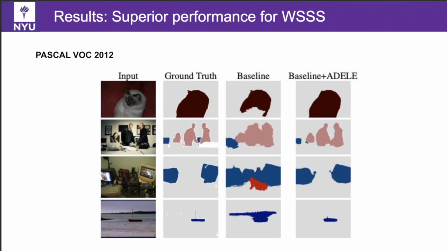So in the first row, we see that our method is able to provide more complete segmentation of the cat. In the second row, we see that we provide more clear boundary for the person. In the third row, we see that our model is equipped with better ability to disentangle the foreground and background for the TV. It also applies to the fourth row, where we show that our model is able to recognize better for the bird and the water.